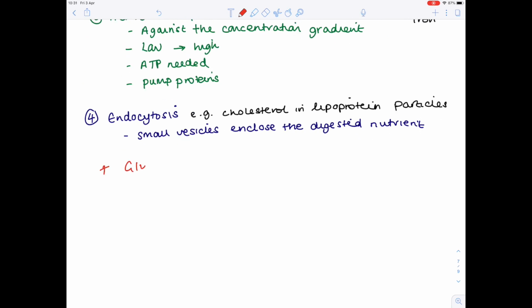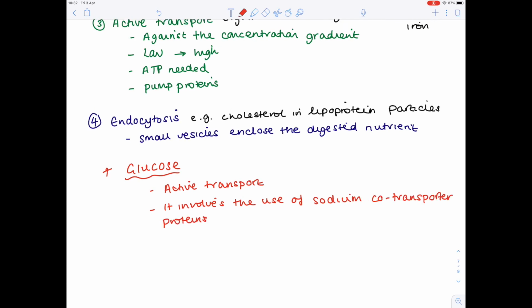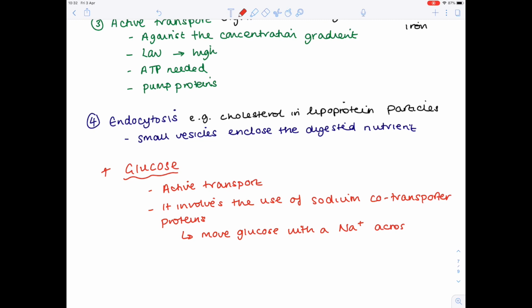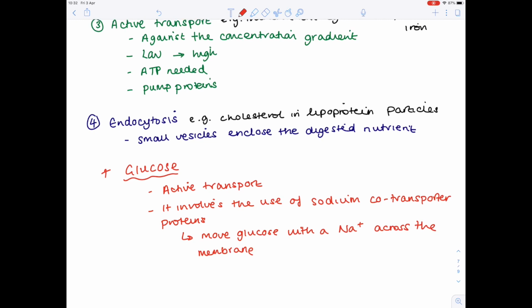And then crucially, we can't forget glucose. After all, glucose is the number one digested food product. This moves by active transport. The reason I didn't list it above is because it's quite a complicated process. It involves the use of sodium co-transfer proteins. And remember, these work by moving glucose together with a sodium ion across the membrane. So the glucose is moving against its concentration gradient, and then the sodium ion concentration gradient is maintained through its pumping out by a pump protein.